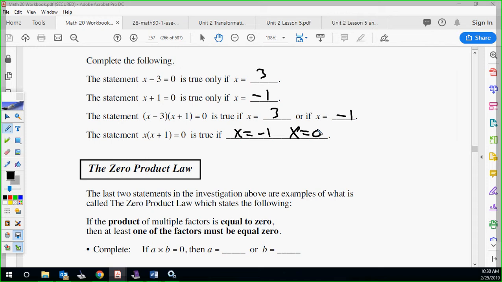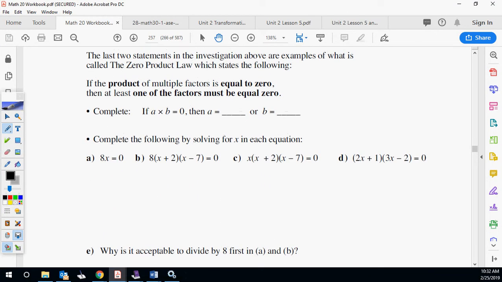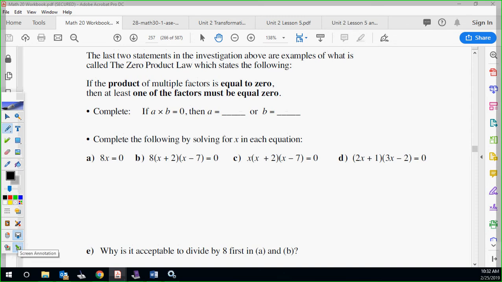All right, so the zero product law itself says the last two statements in the investigation above are examples of what's called the zero product law, which states the following. If the product of multiple factors is equal to 0, then at least one of the factors must be equal to 0. So that's what I just said. If you know that it equals 0, then one of the factors has to be 0. Say if a times b equals 0, then a is 0 or b is 0 as solutions, just in terms of definition.